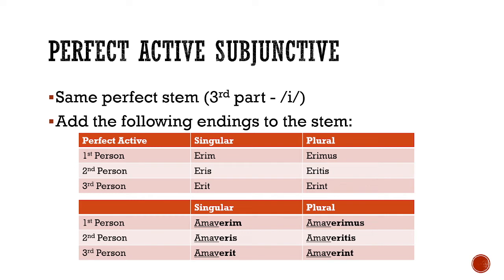So here's an example of a verb conjugated in the perfect active subjunctive. Amaverim, amaveris, amaverit. So you see the AMAV from the third part minus I. And then you've got the ending there. So, yep. Just pretty much like you would do any other perfect tense. We just change the ending a little bit.